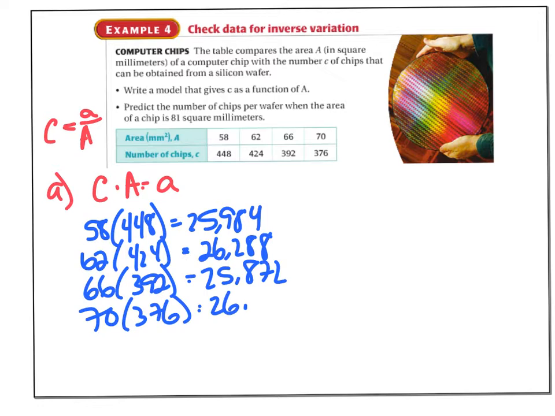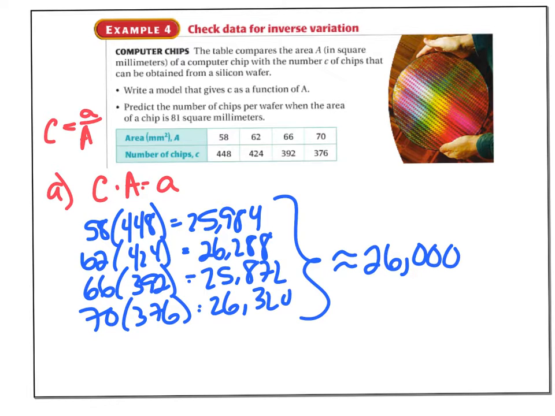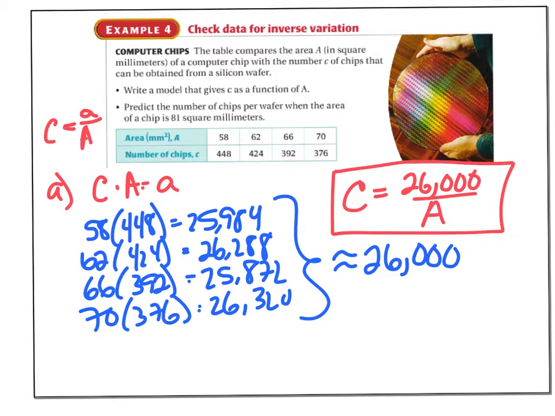Finally, I get 26,320. So you look at this whole table, they are pretty close to each other considering how large those numbers are. And so we could approximate our constant of variation to be about 26,000. And so putting this back into our direct variation equation, we would say that the number of chips relates to 26,000 divided by the area of the wafer. And we have written our constant of variation model.